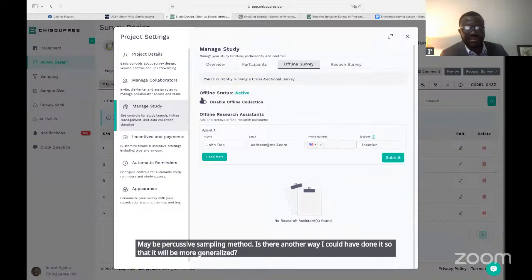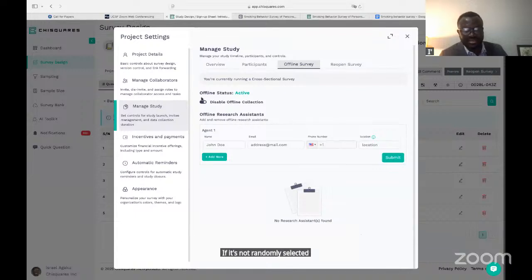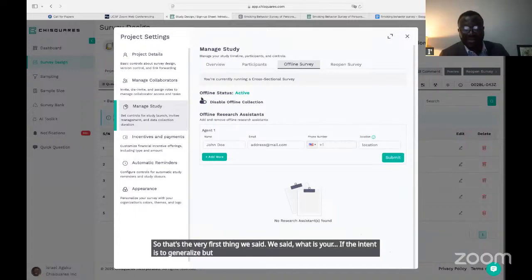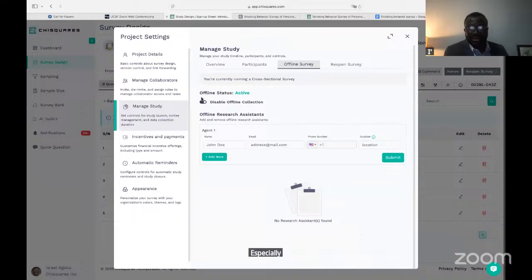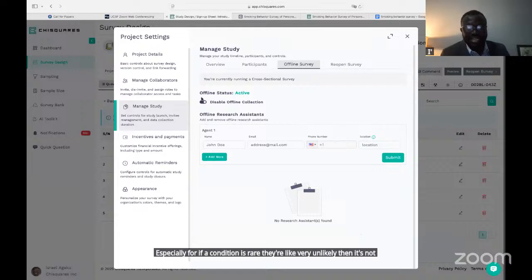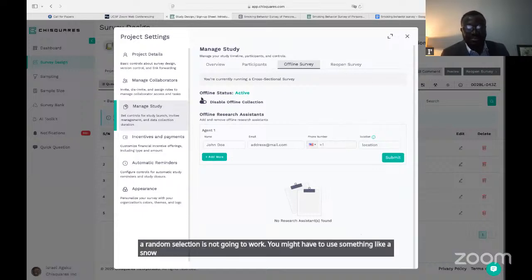If it's not randomly selected, then you can't talk about generalizability. That's the very first thing we said. We said, what's your intent? If the intent is to generalize, study design must align with the realities in the world. If the reality is that you can't, especially for a rare condition, then random selection is not going to work. You might have to use something like snowball sampling, which obviously is non-generalizable.